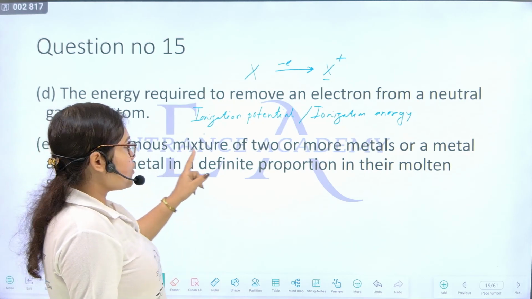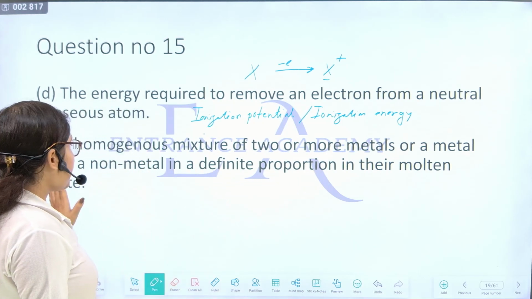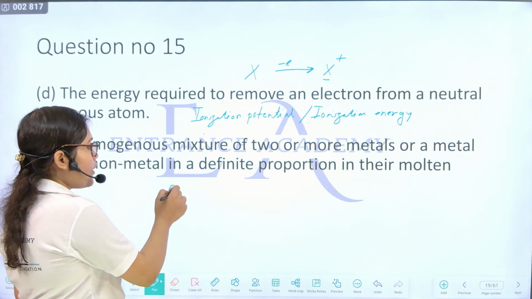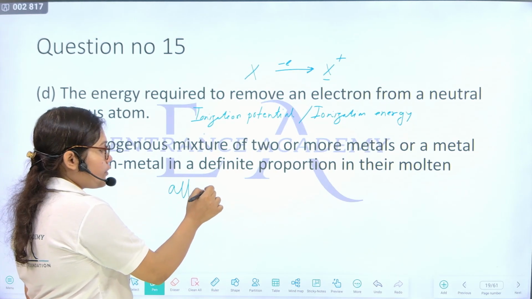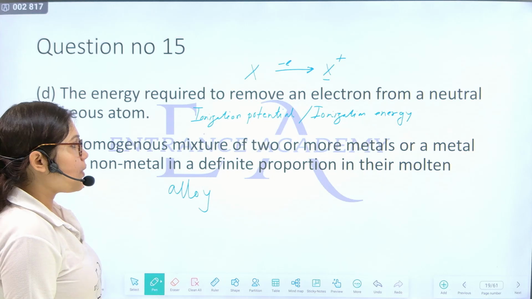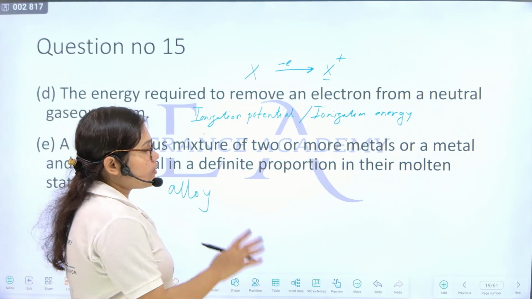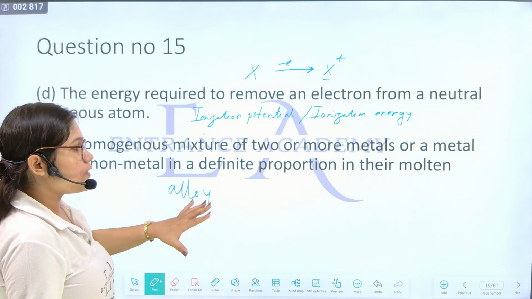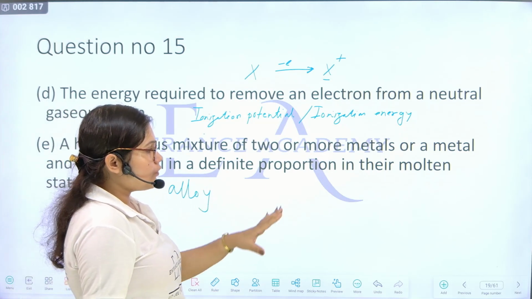A homogeneous mixture of two or more metals, or a metal and a non-metal in a definite proportion in their molten state, that is alloy. Different metals and non-metals are used. The answer is alloy. So these one-word answer type questions are most important for your board exam.